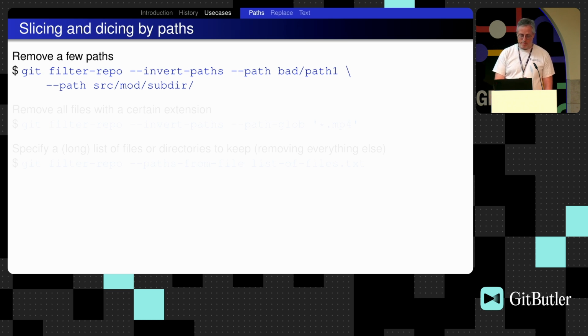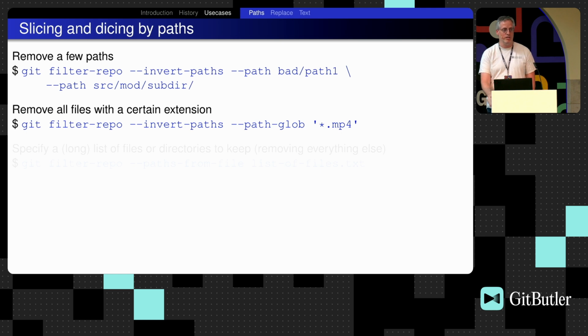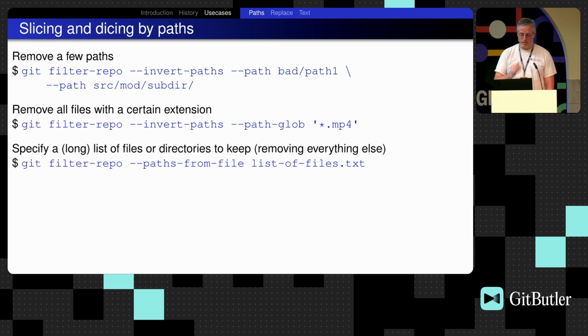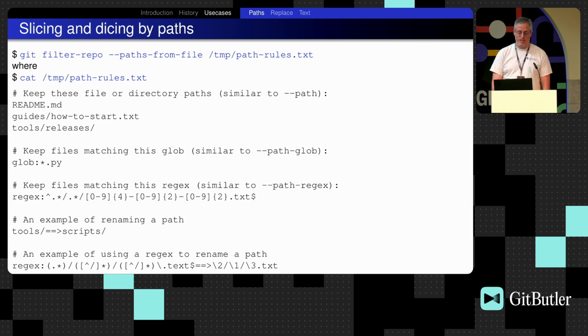Instead of just mentioning them by path, you can also use a glob. There's also a regex capability, a --path-regex. Sometimes you have a really long list of files that you want to either include or delete, so you can stick them inside some kind of file. And this --paths-from-file is fairly versatile itself. You can actually use things within it to specify what you want to keep by glob, by regex, if you want to do renames. So it allows you to do all kinds of different restructurings.